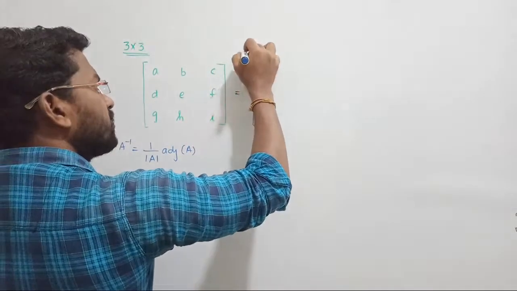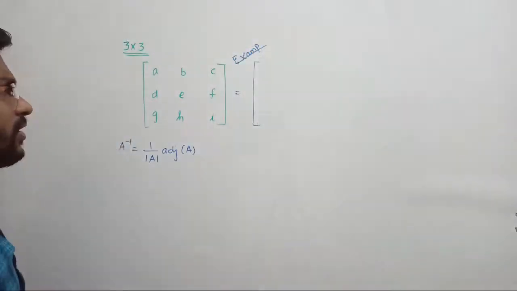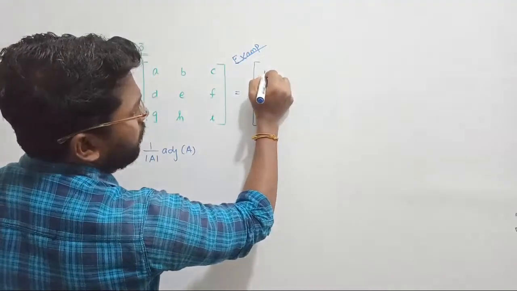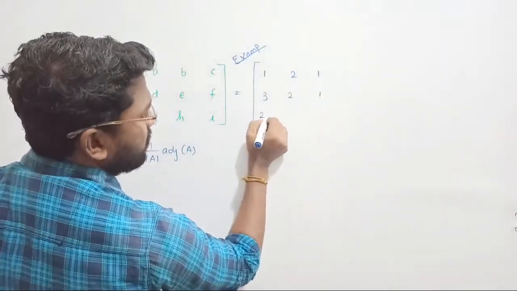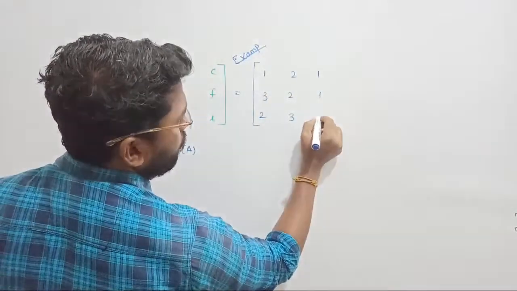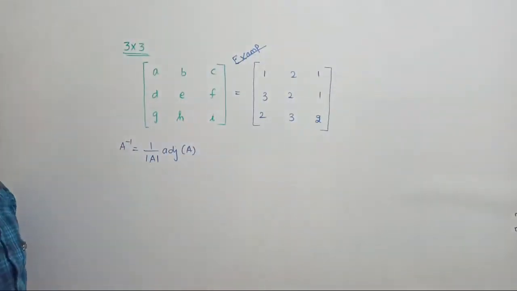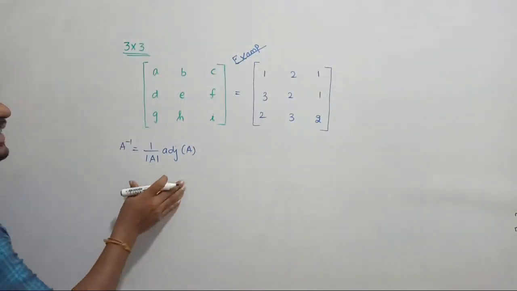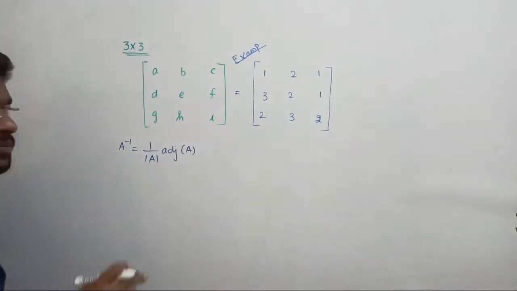So I am going to keep some example values because numerically we can understand very well, right? So A, B, C, let's substitute some values: 1, 2, 1. Let us consider 3, 2, 1. Let us consider 2, 3, 1. Clear? 2, 3, 1. Sorry, 2, 3, 2. Let us consider like this. Fine. So I have an example here. I would like to find the determinant of this matrix. Shall we proceed? Yes, sorry, the A inverse of this matrix.